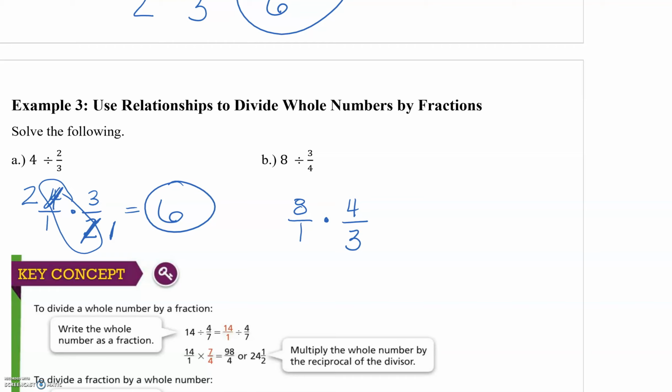So here I have nothing that will simplify with 8 and 3, so I'm going to just multiply straight across. So I have 8 times 4, which gives me 32. And then 1 times 3, which is 3, and I'm going to change it into a mixed number. So 3 will go into 32 10 times with 2 left over.